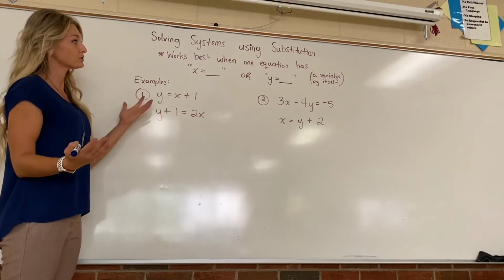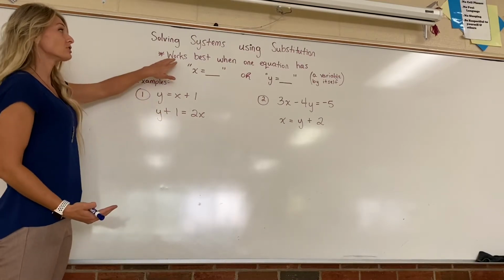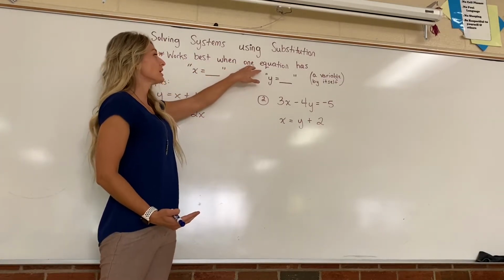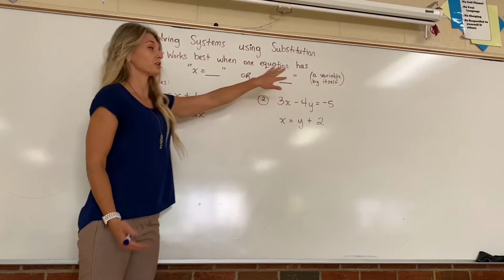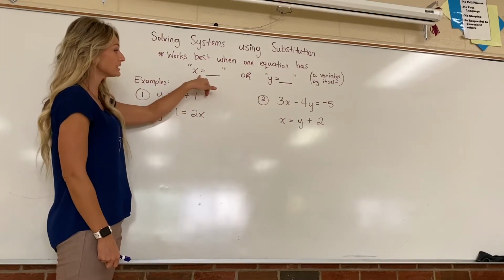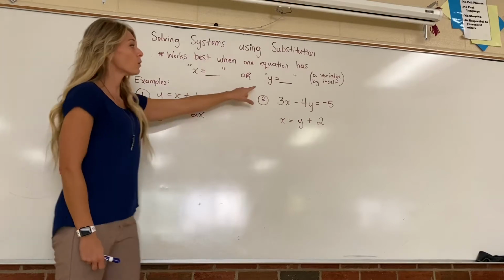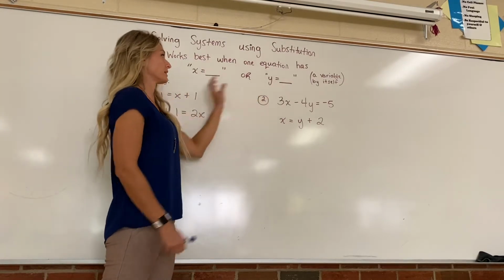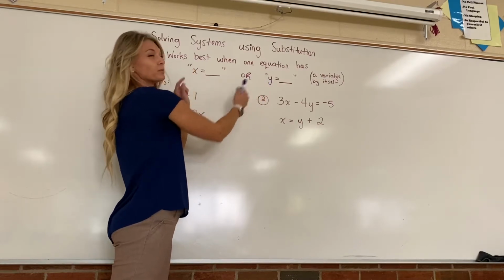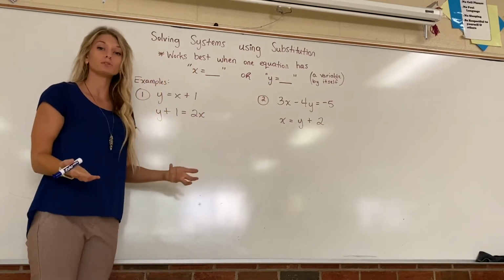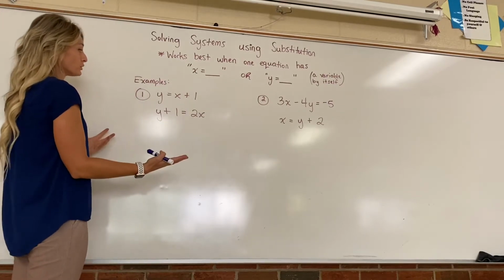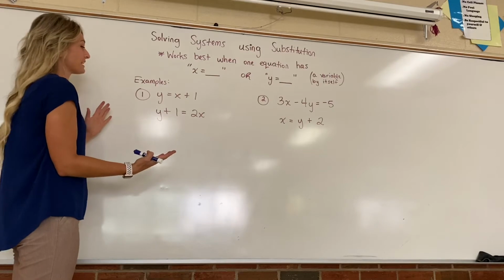So how does substitution work? Well, it's actually going to work best when you have one of the equations having a variable by itself. In other words, and it could be either one, you could have x equals something or y equals something. But as long as you have one of your equations with a variable by itself like that, you'll be able to use substitution to solve it, okay? So we're going to get right into the examples.